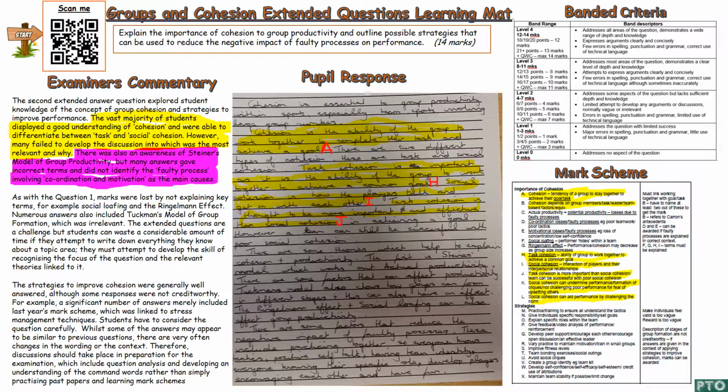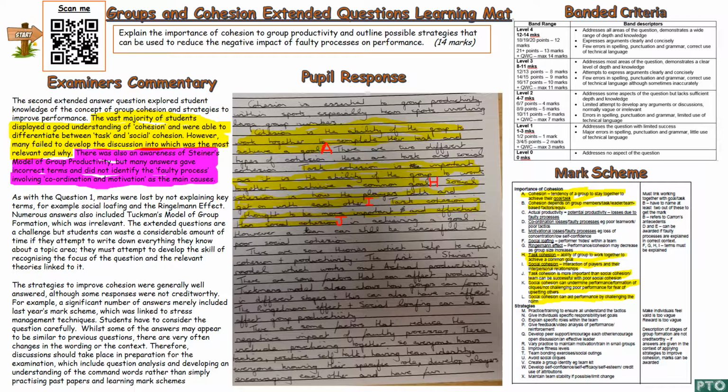So just before we continue to look at the highlighted section in purple, I personally don't think that they got the marking criteria B. They didn't really say anything to do with that at all in their answer. The examiner's commentary said that the majority of pupils failed to develop the discussion into what was the most relevant and why. I did say that they got point J. They said that task cohesion was more important than social cohesion, but they didn't then carry that on any further to back up their argument as to why social cohesion might be particularly important.